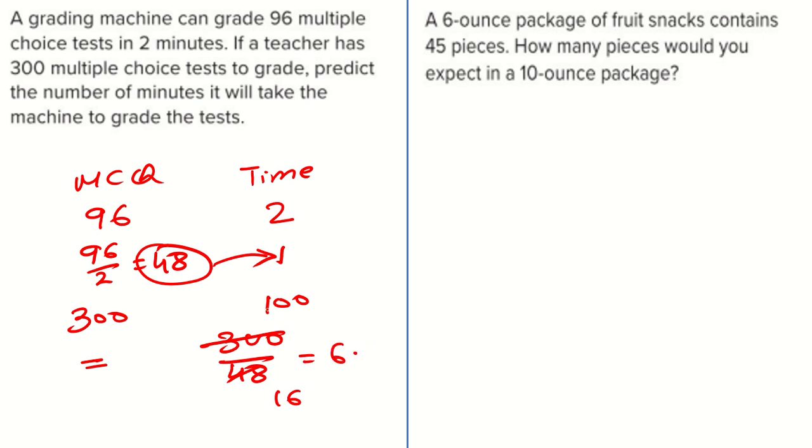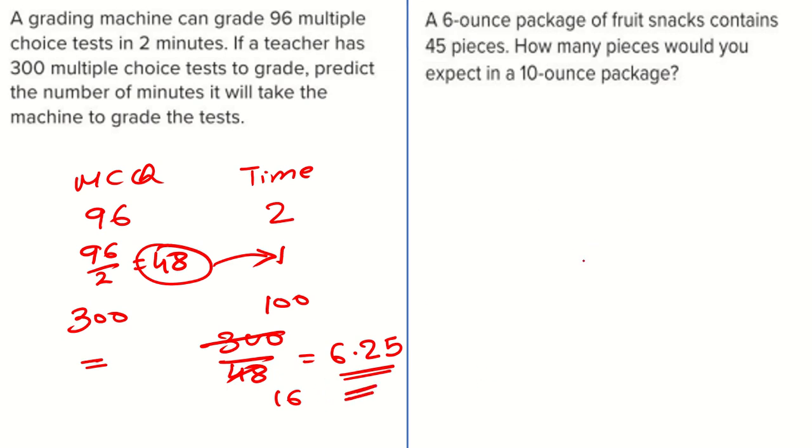16 6s are 96, 4 remainder, 16 2s are 32, 5 8 0, 16 5s are 80. So 6.25 seconds or minutes. Yes, 6.25 minutes, or some minutes, some seconds. Okay, you can convert the unit according to the answer given in the question.